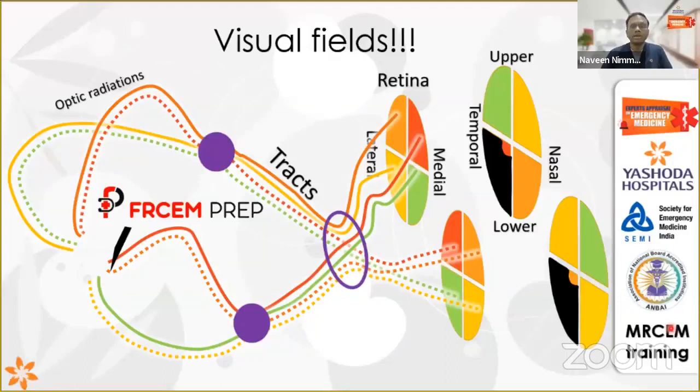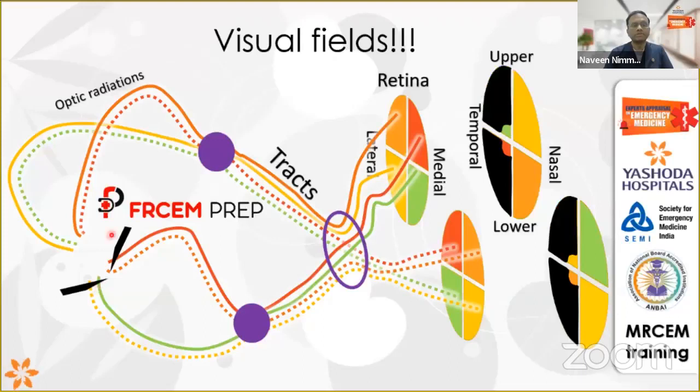Now let's look at the cranial nerve palsies, especially related to the eye. If cranial nerve 3 is gone, there will be weakness of adduction and the eye will be outward and downward. So the eye will be out and down.